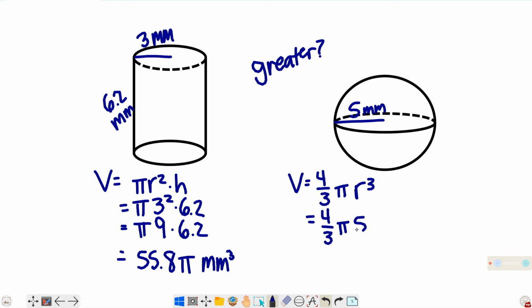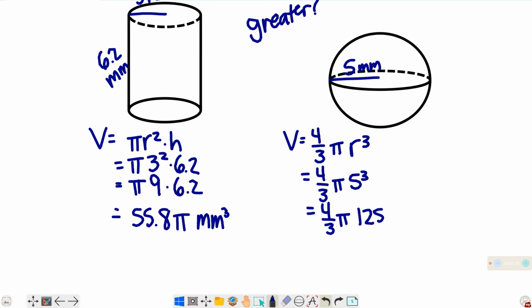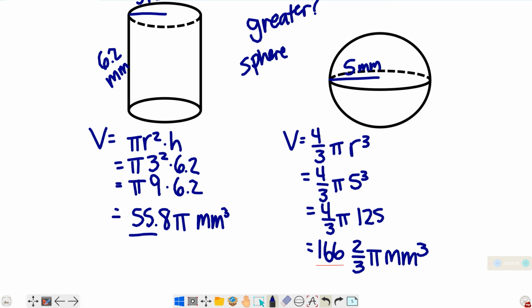In this one, my radius is 5. 5 cubed is 5 times 5 times 5. Which is 125. Multiply that by 4 and divide it by 3. You get 166.6 repeating. That's the same as 2/3. So which one is more, 166 or 55? The sphere, this time, has the greater volume. The sphere has the greater volume.